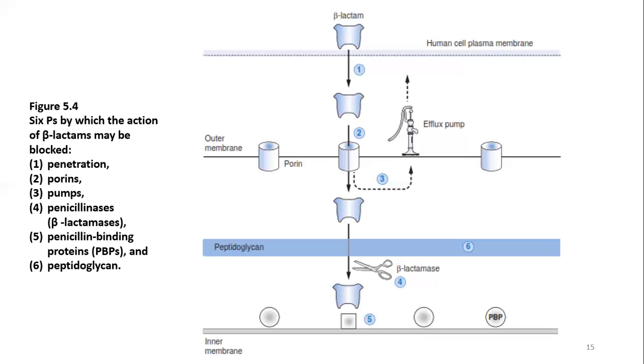The second one is the porins. Porins are a special type of channel proteins that are present in the cell membrane of the microorganism, and their function is that they export or import different stuff inside the cell in the form of nutrients. So these porin proteins can also block the entrance of the penicillins. So this is also a type of resistance.